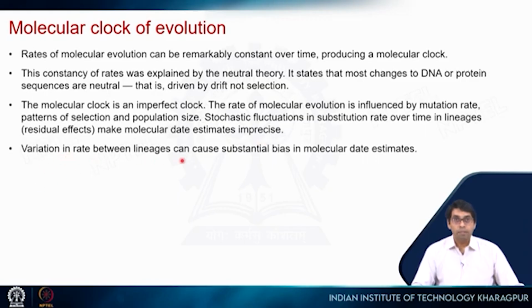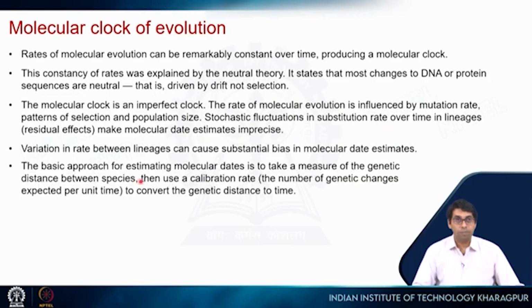Variation in rate between different lineages can cause substantial bias in molecular date estimates. For example, if you consider unicellular organisms, evolution or mutation happens faster in unicellular organisms compared to multicellular organisms like us, right? So, the rate of mutation will not be the same, and this variation can create substantial bias in the molecular date estimates that we are doing using this molecular clock.